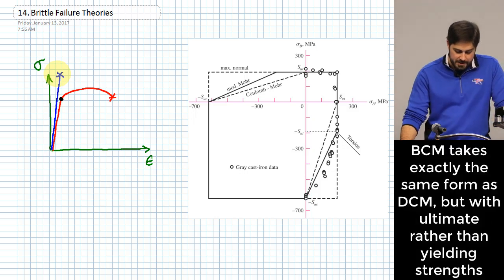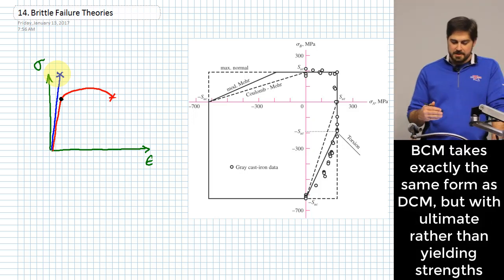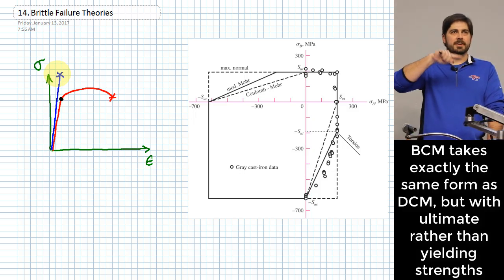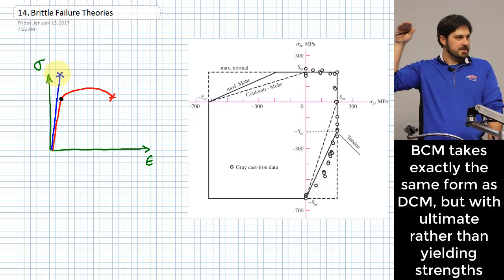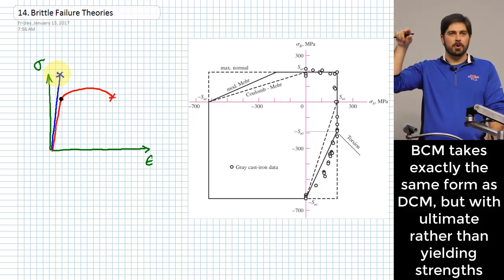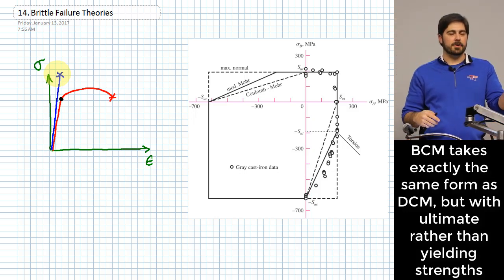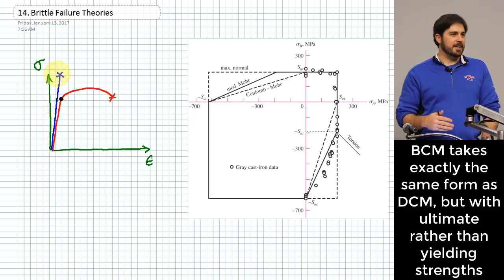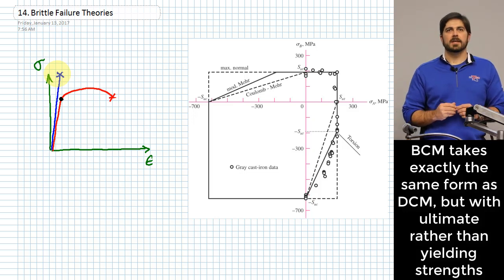And what you'll see here is that because this curve doesn't really have the curved part that moves over to the side, what we did for our Ductile Coulomb Mohr theory can basically be brought straight over to this theory and used in exactly the same way. So I'm not really going to rederive it.